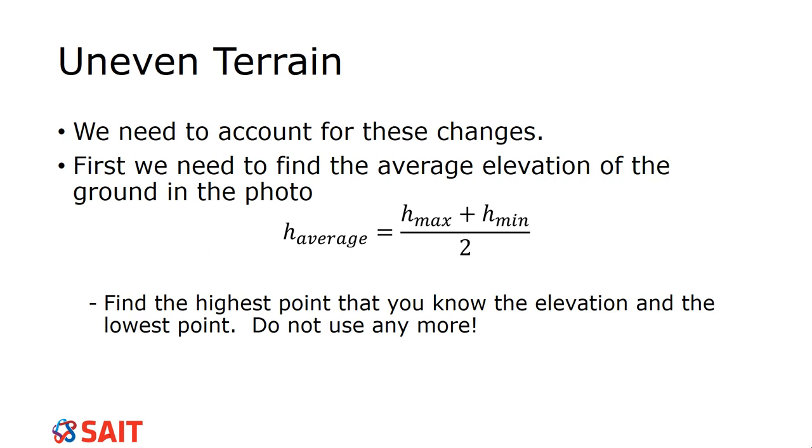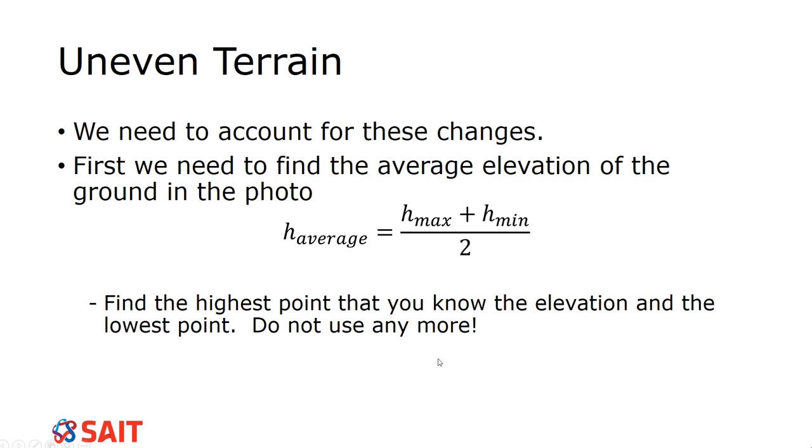So the most accurate way is to try to find the average elevation of the ground in the photo. So to do that, you find the highest point in the aerial photo, and then you find the lowest point in the aerial photo, and you divide it by 2. So you need to know the elevation for the highest point, and you need to know the elevation for the lowest point.